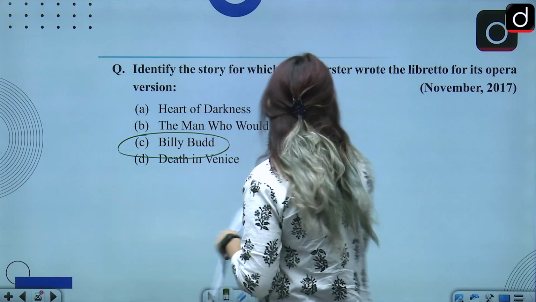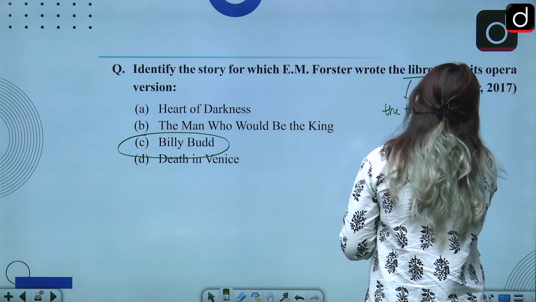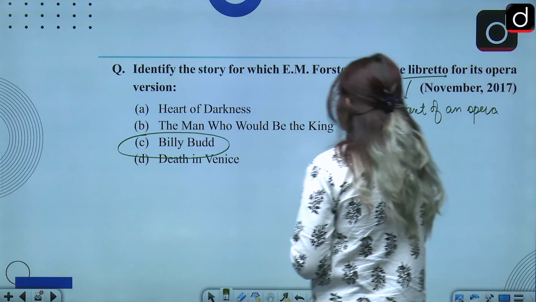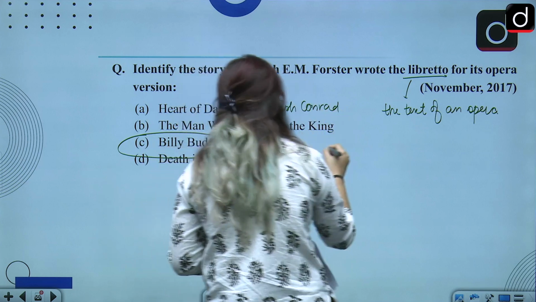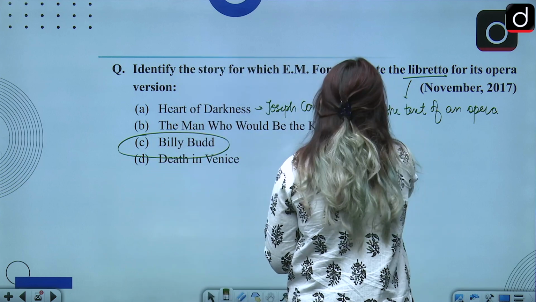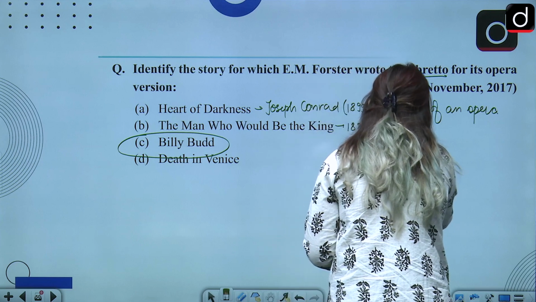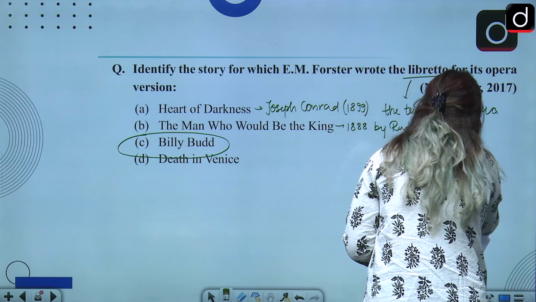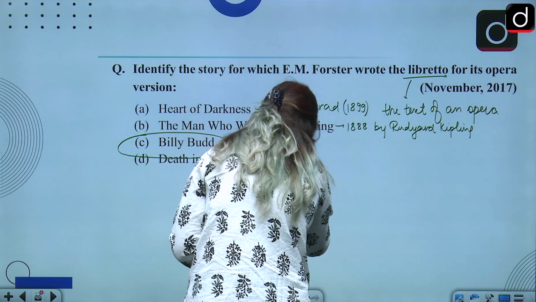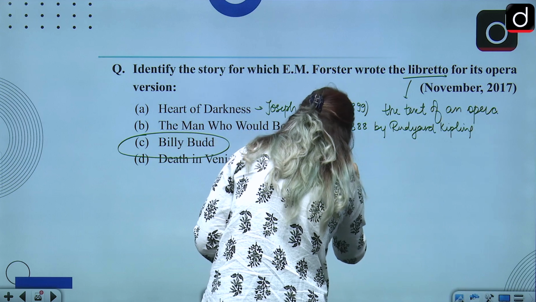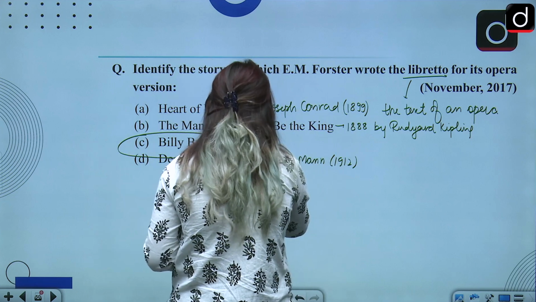अब लिब्रेटो क्या होता है, पहले लिब्रेटो की डेफिनेशन लिख लो. लिब्रेटो होता है the text of an opera. ओपरा जो परफॉर्म किए जाते हैं ना. Heart of Darkness किसका है, जोसेफ कॉनराड का है, ठीक है. Then we have The Man Who Would Be King. Heart of Darkness 1899 में आया था. The Man Who Would Be King 1888, by Rudyard Kipling. Then we have Death in Venice by Thomas Mann in the year 1912.